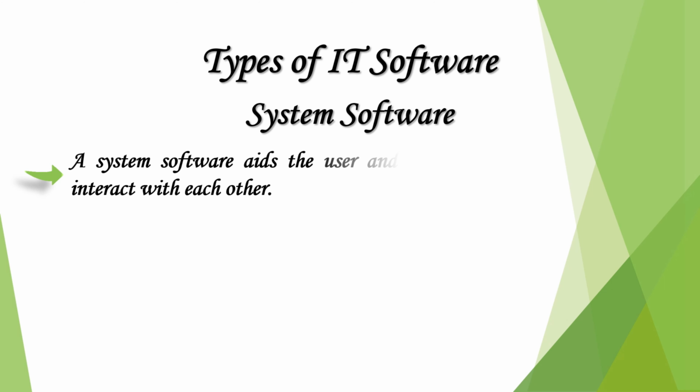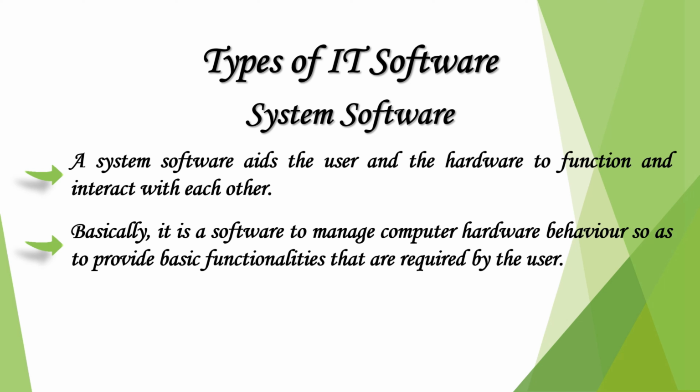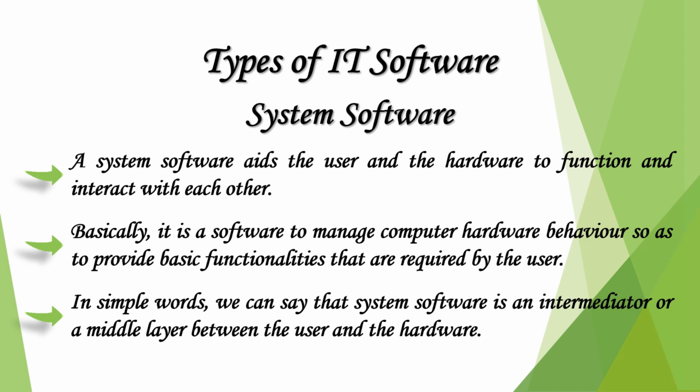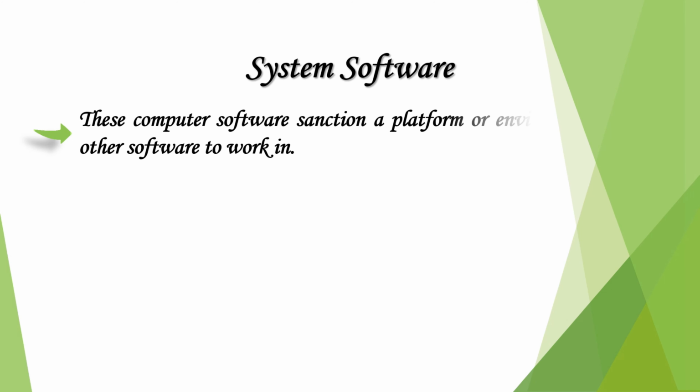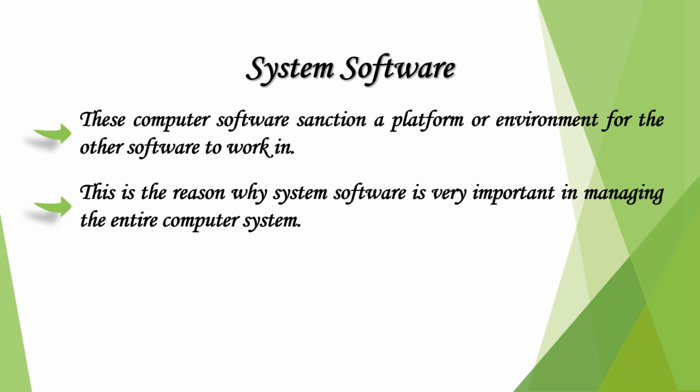System software. A system software aids the user and the hardware to function and interact with each other. Basically, it is software to manage computer hardware behavior to provide basic functionalities that are required by the user. In simple words, we can say that system software is an intermediator or a middle layer between the user and the hardware. This computer software provides a platform or environment for the other software to work in. This is the reason why system software is very important in managing the entire computer system.